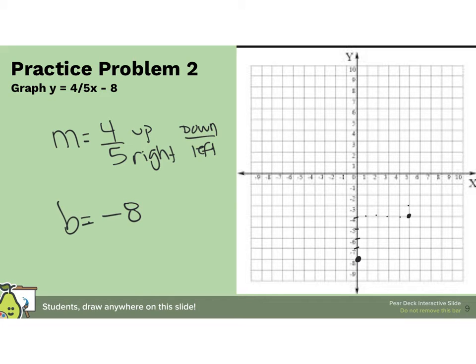Do it again. 1, 2, 3, 4. 1, 2, 3, 4, 5. Connect the points with the line. Draw your arrows because lines have arrows. That's practice problem 2.